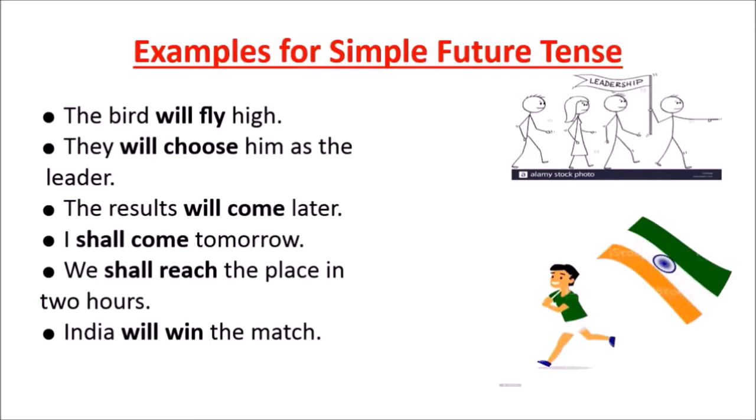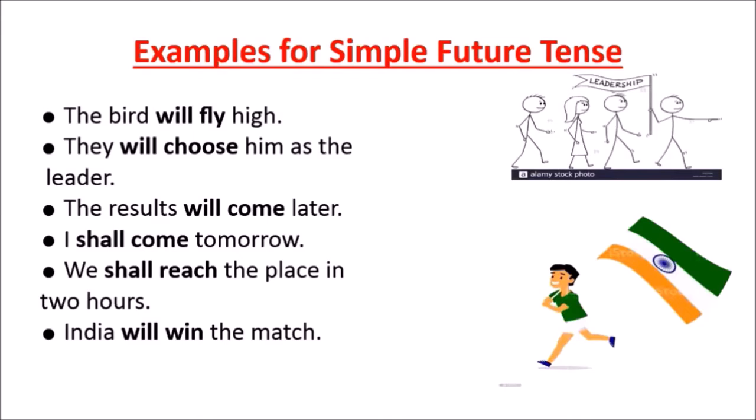So look at the next example. I shall come tomorrow. Students, I have already told you that only for I and we should use shall because they are first person. So I shall come tomorrow here is not actually a promising thing, but the person believes that he will come tomorrow or she will come tomorrow. That's why we are using shall.